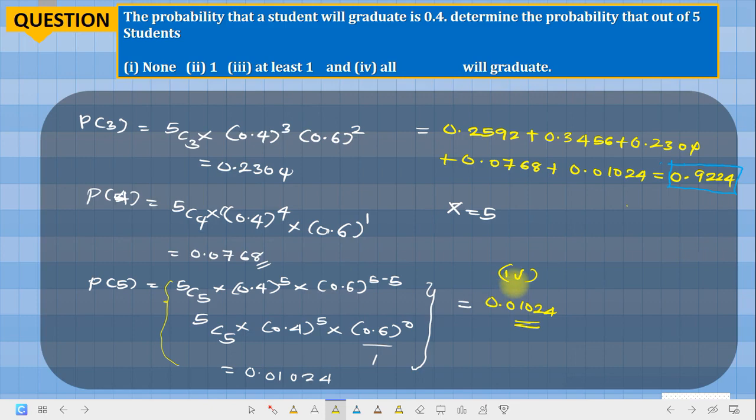So that is basically all for the binomial distributions. Now in our next class, we are going to look at something entirely different.